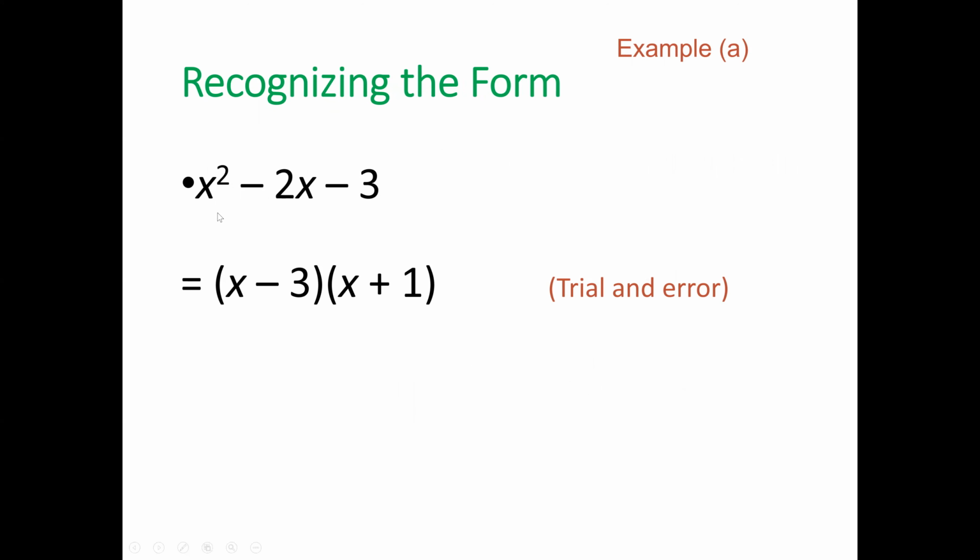So we recognize this form, x squared minus 2x minus 3. What I'll do is find the factors of x squared, which are x and x here. Look for two values that when you multiply, you get negative 3, and when you combine, you get negative 2. So that would be positive 1 and negative 3. Negative 3 times positive 1 gives negative 3. Negative 3 plus 1 gives negative 2. So the answer will be x minus 3 times x plus 1.